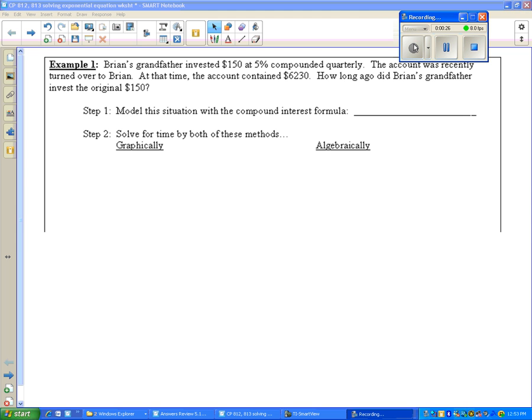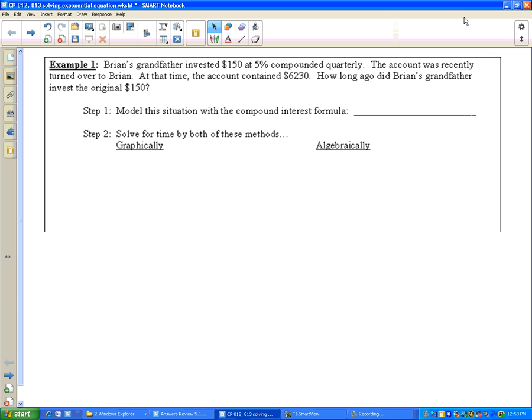Example 1: Brian's grandfather invested $150 at 5% compounded quarterly. The account was recently turned over to Brian. At the time, the account contained $6,230. How long did Brian's grandfather invest the original $150?